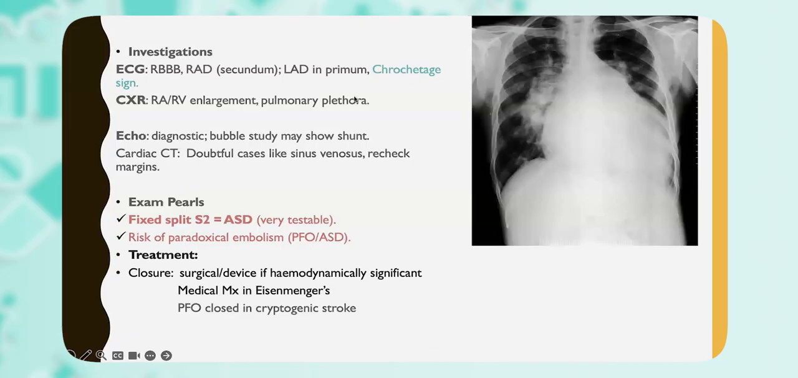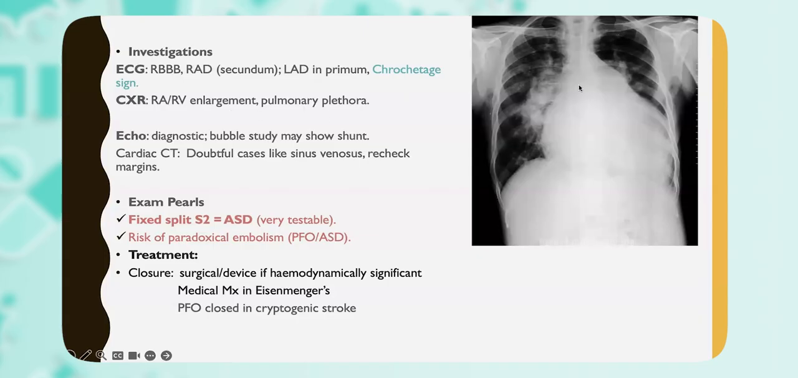Investigations: ECG shows RBBB, right axis deviation because of RA-RV dilatation, and left axis deviation in primum defects. It has a complex mechanism. If you want, I can explain later. One important sign is the crocheted sign, which is notching of the QRS complex in the inferior leads, that is lead 2, lead 3, and AVF.